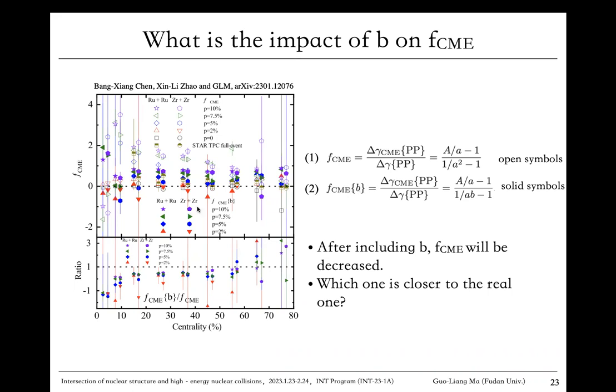And we found that the first FCME, shown by the open symbols, is larger than the solid symbols, the FCME with B. So if we take the ratios, FCME with B over FCME, we found these ratios are basically below 1.